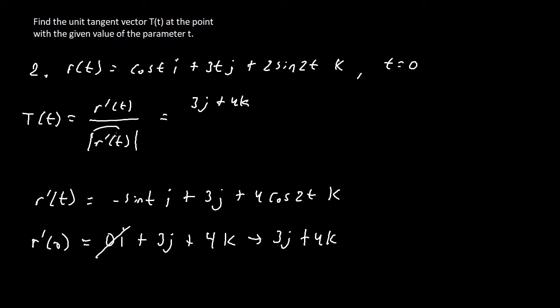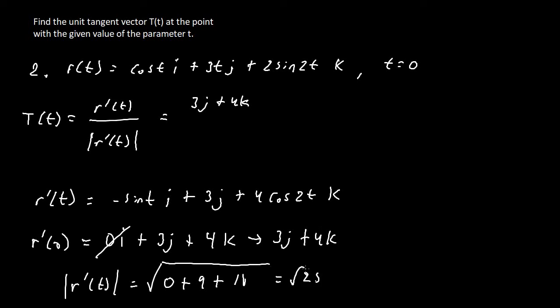Now let's go ahead and find the magnitude of r prime. So once again, the magnitude of r prime is going to be equal to the square root of the x component. Now the x component, there is no i, notice, so that's going to be 0. 0 squared is 0, plus the y component, so in front of j we have 3, so 3 squared is 9, and then plus the z component, 4 squared is 16. So we'll get the square root of 16 plus 9, 25, and so that will give us a magnitude of 5. So that will be our magnitude of r prime of t.